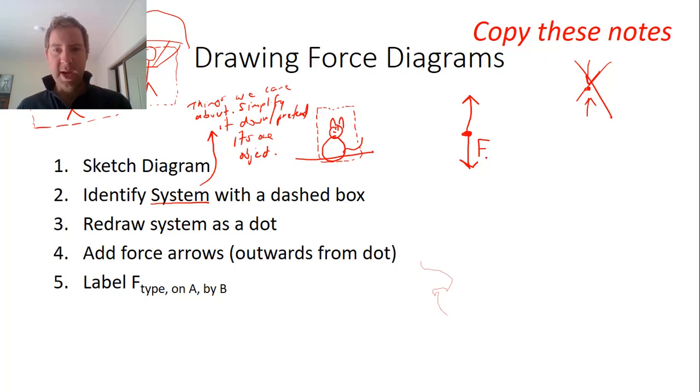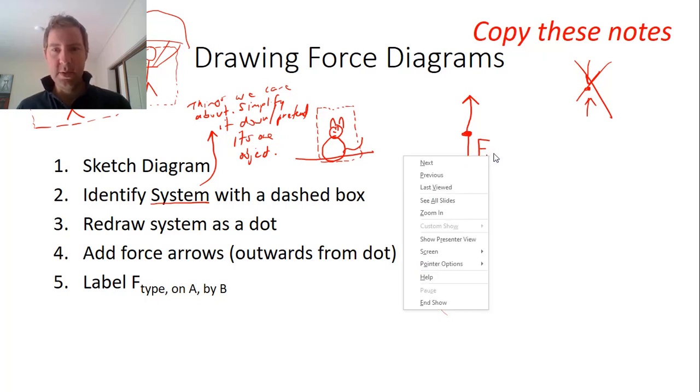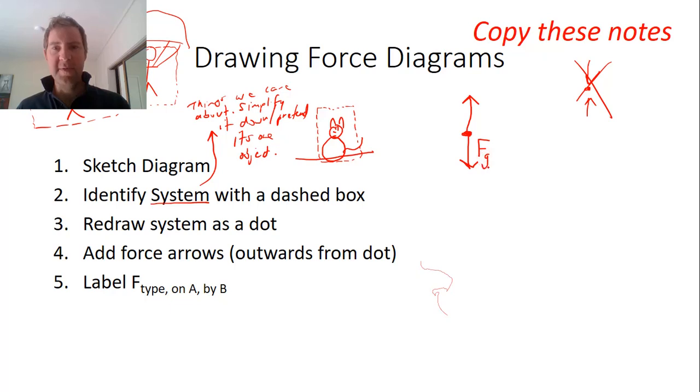What type of force is the downwards one? It's gravity. So you can just put G for gravity. If you want to write the whole word out, you can. It's up to you. Then you do comma on A. So on the cat. By what? What caused the gravity on the cat? Well, it was the Earth. Cool.